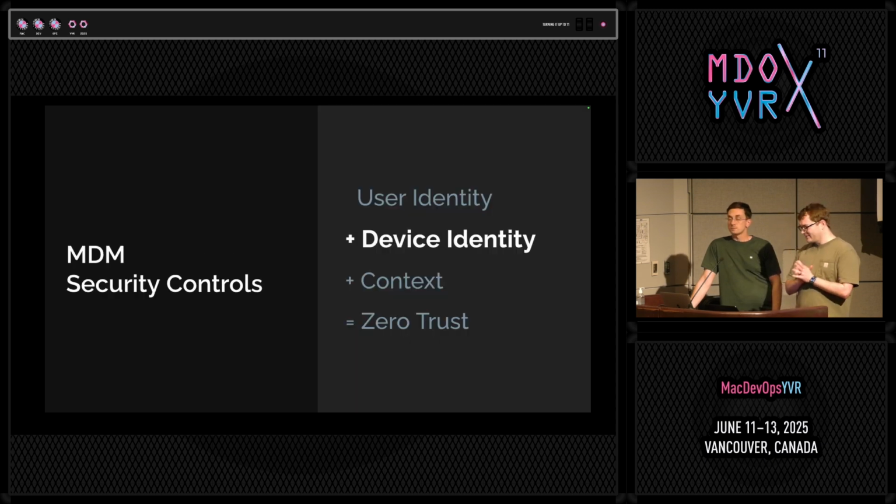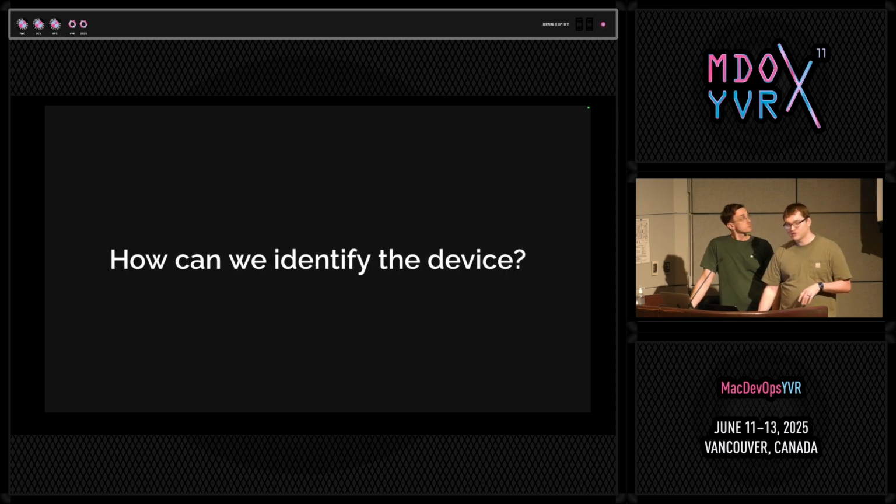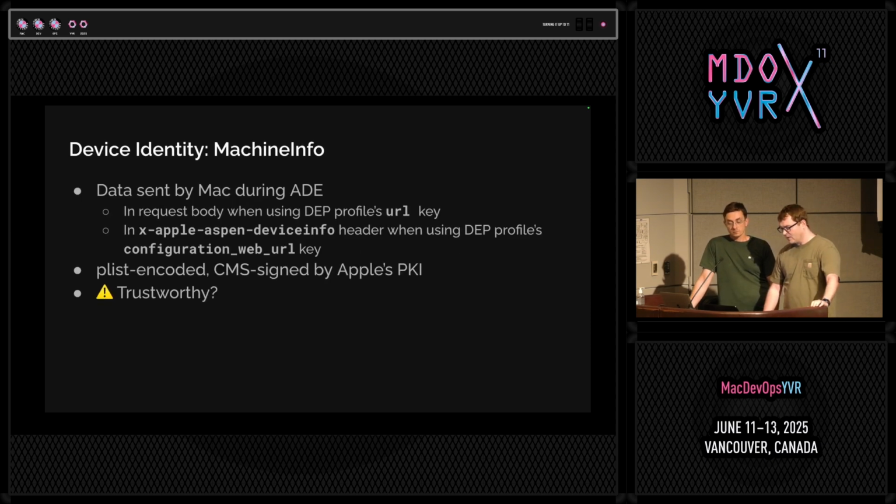Next, we're going to talk about device identity. So, how can we identify a device during enrollment? Apple gives us something they call machine info. It's attributes about the device sent during automated device enrollment.